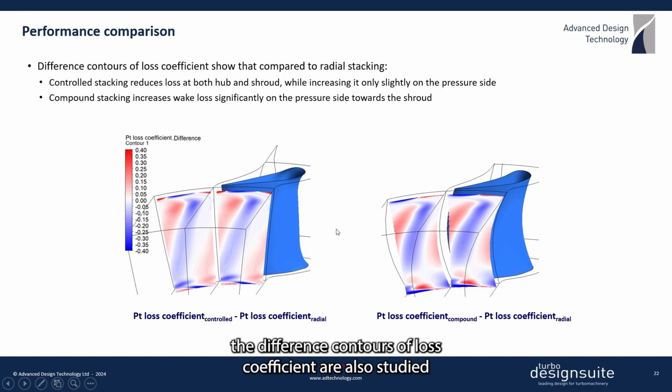And finally, the difference contours of loss coefficient are also studied to understand which areas of flow result in a loss increase or decrease compared to the radially stacked design. And with controlled stacking, there is a notable reduction in loss inside the passage vortex cores, with only a slight increase towards the blade pressure side. However, with compound stacking, the loss reduction at the mid-span gets compromised by a significant increase on the pressure side, resulting in an overall higher loss value.